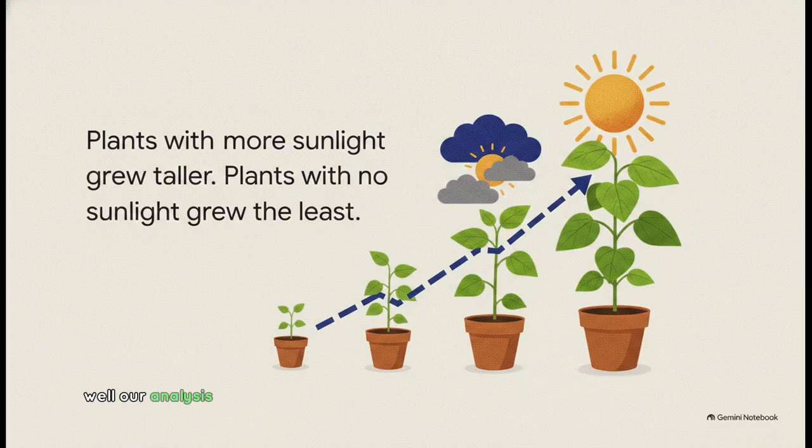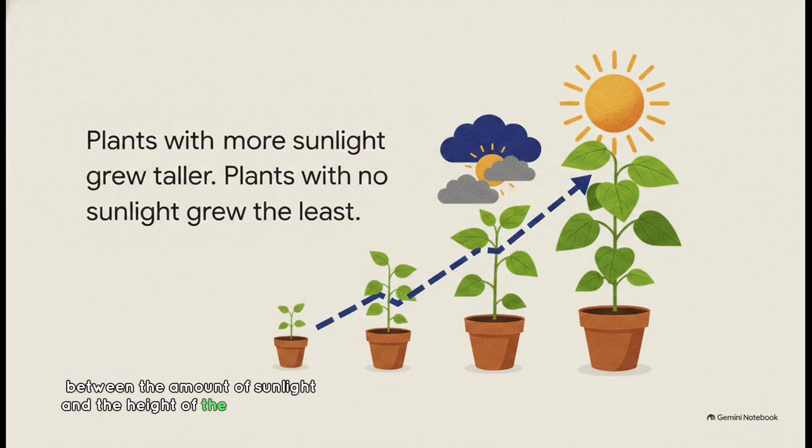Well, our analysis makes the pattern completely undeniable. The plant receiving much sunlight grew taller each day, while the plant with no sunlight grew the least. We've established a direct, mathematically backed relationship between the amount of sunlight and the height of the mung bean plant. We didn't just guess this, we proved it.